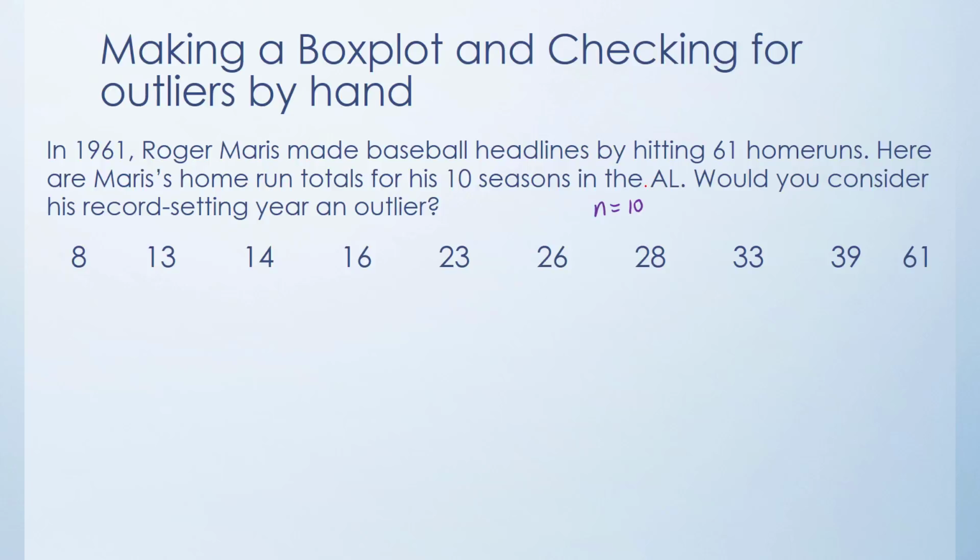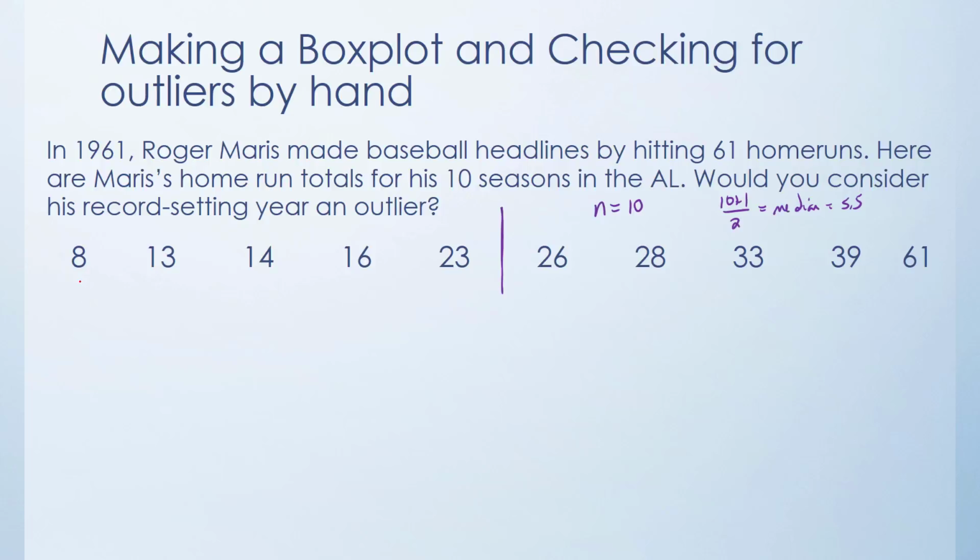All right, so we have 10 data values here. First off, we need to find our median. Our median is in place (10 plus 1) over 2, which is 5.5, which means it's going to be right here in between 23 and 26. Now, we don't really care right now what exactly the median is. What we do care about is finding the interquartile range because we were asked to determine if there were any outliers. So we need to find Q1.